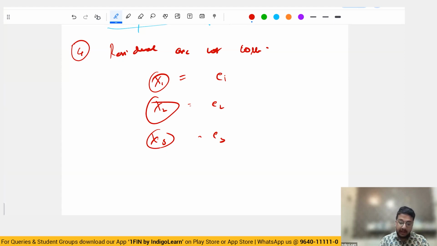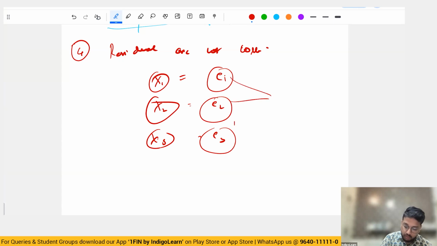In fact, these residuals have no correlation with the yi as well, with the predicted value as well. There's no sort of correlation amongst these values as well. I hope you're clear. Any doubt till now? No. Okay.